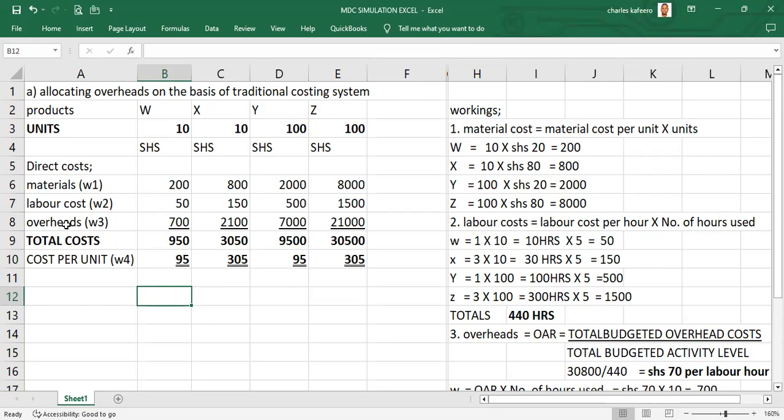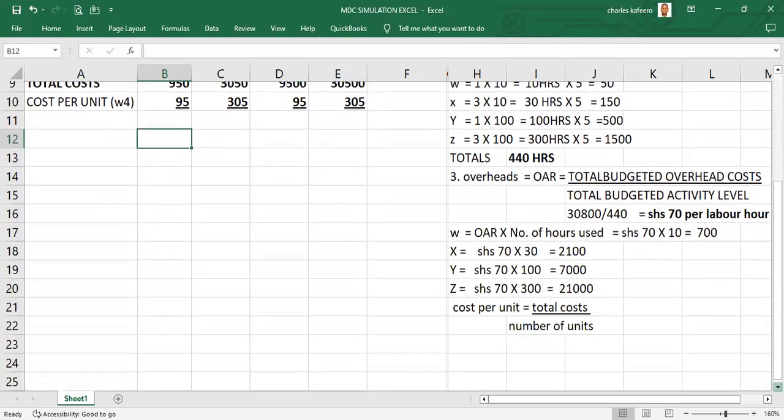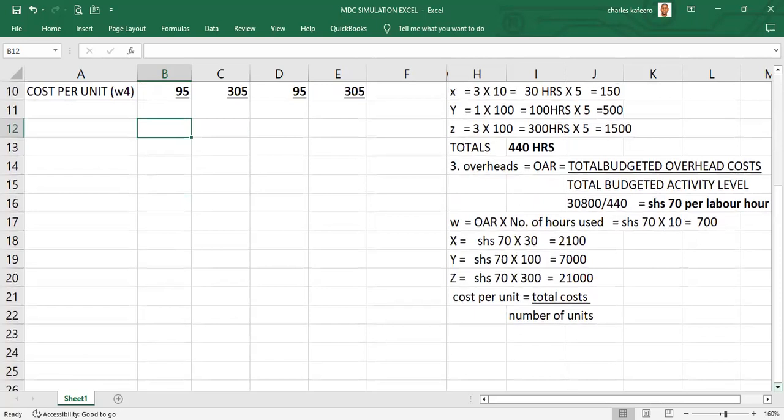So that's where I want you to put more emphasis, because that's the basic thing needed for ABC, that's what differentiates ABC from the traditional costing system. And we said the traditional costing system is not going to be all that examined. What they are going to be asking all the time is the ABC system.